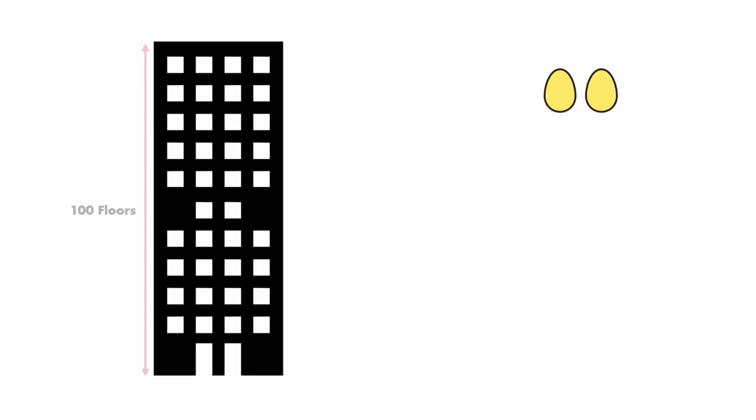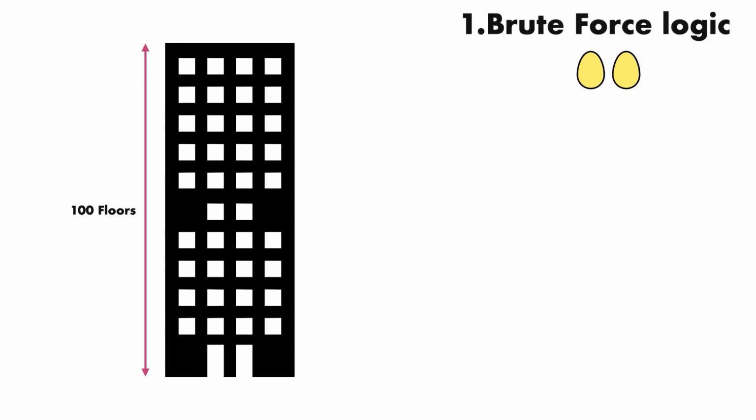Let me explain the solution now. We can assume the eggs break at the same floor and what we are looking for is the next floor down, our highest non-breaking floor, Bn. We can also assume once an egg is broken, it's gone forever.